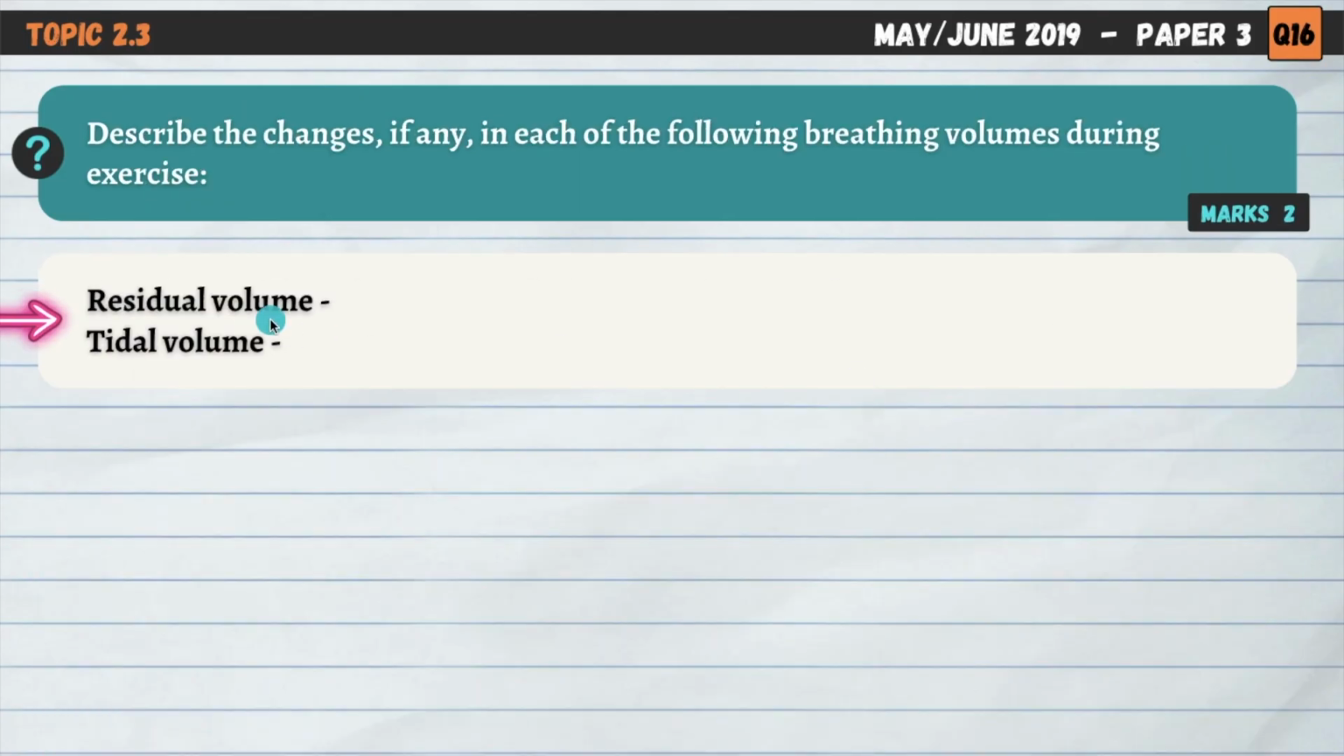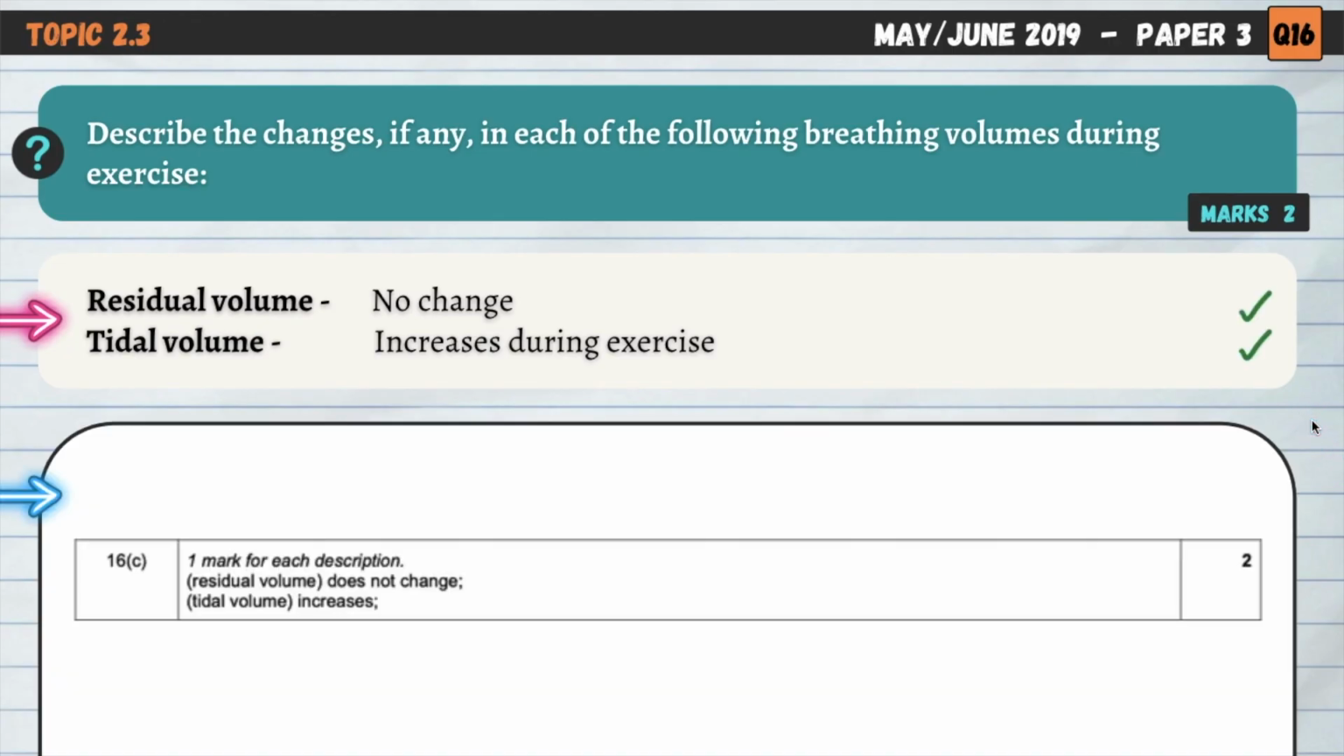Let's move on. 2.3 again. Describe the changes, if any, in each of the following breathing volumes during exercise. We're really seeing some patterns here. And again, what are the changes to these breathing volumes during exercise for 2 marks? I'm including every single question that comes up in past exams. That's why we're getting duplicates, but hopefully you can see what you need to learn from this. Residual volume, there is no change, as we mentioned before, whereas tidal volume increases during exercise. That's the depth of your breaths, how deep your breaths are during normal breathing, and there is the mark scheme to confirm that.